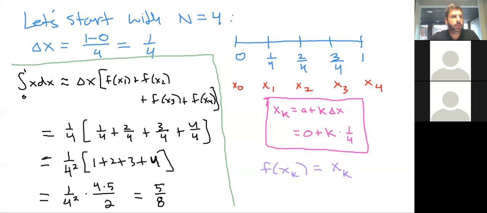I lost my pen. Why did my pen go away? And what's 5/8? It's losing my stuff. 0.625.